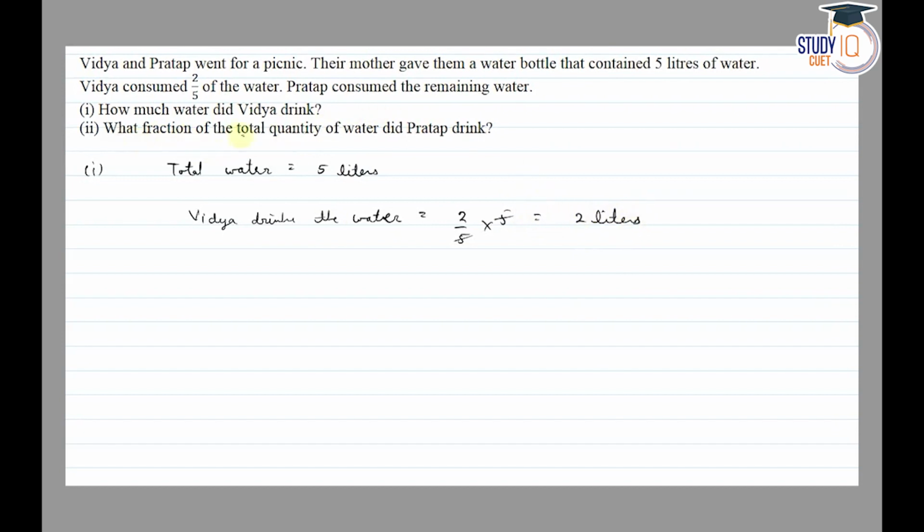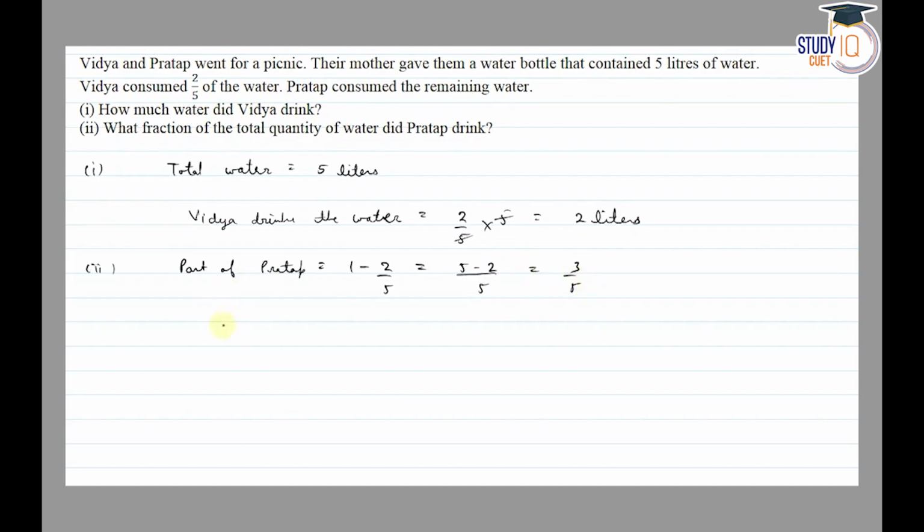Then what fraction of the total quantity of the water did Pratap drink? So second, part of Pratap is equal to, we have total 1, and 2/5 drunk by Vidya, so it's 1 minus 2/5 is equal to 3/5.